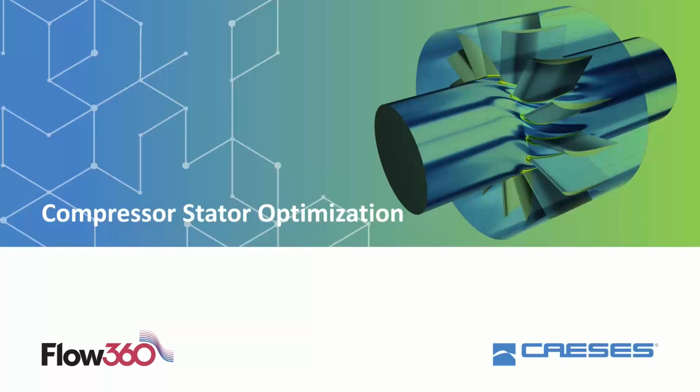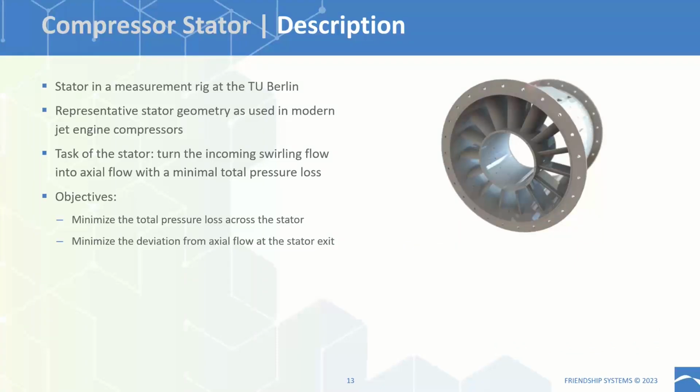And now I would like to move forward and talk about our specific application case, the compressor stator optimization that we performed together with Flexcompute. The test case that we're using here is the so-called TU Berlin TurboLab Stator. You will find more information online if you search for TU Berlin TurboLab Stator. It's a stator that can be located in a measurement rig at the TU Berlin, and it was created specifically to have a representative stator geometry similar to what is used in modern jet engine compressors. This was the idea.